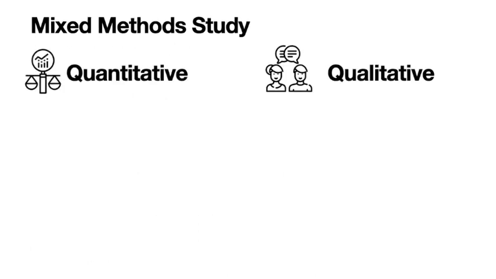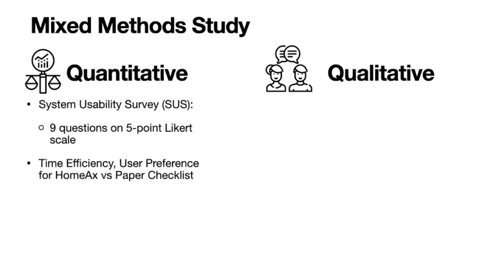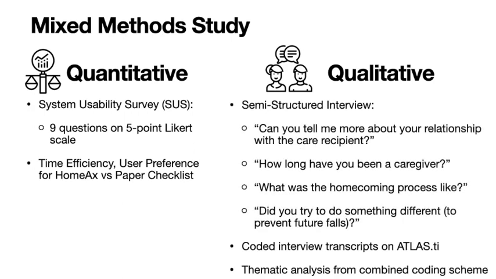Next, we chose a mixed method approach, using a combination of quantitative and qualitative tools to help us gain insights. For quantitative, we adopted the System Usability Scale to determine the usability of our application. We also used a pen and paper home assessment checklist as a parallel comparator to our digital tool. For qualitative, we conducted a semi-structured interview with our participants to understand their relationship with the patient and their caregiving experience. We then coded the transcript on Atlas and performed thematic analysis on these interviews.